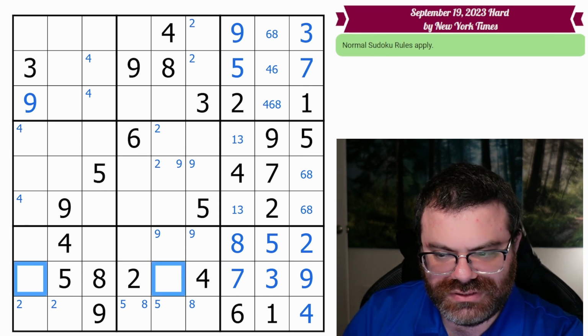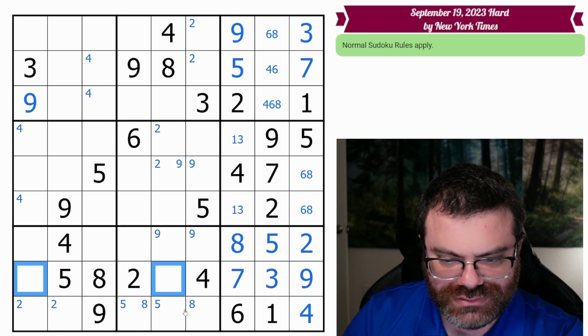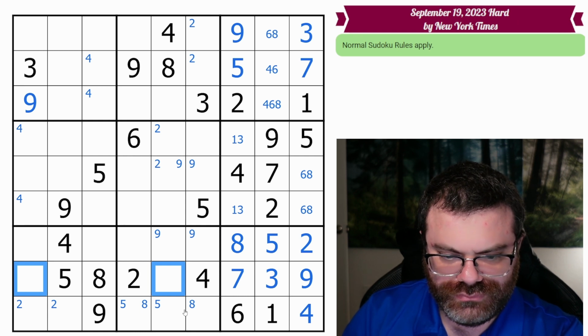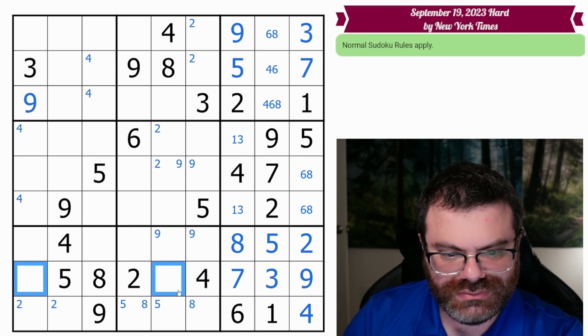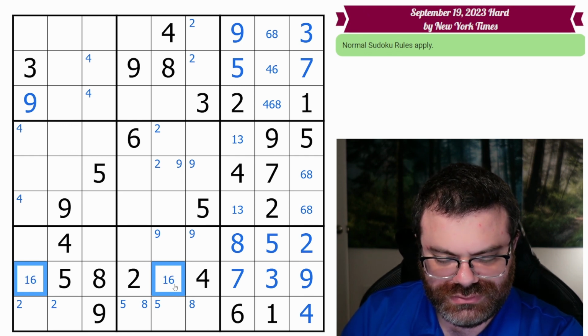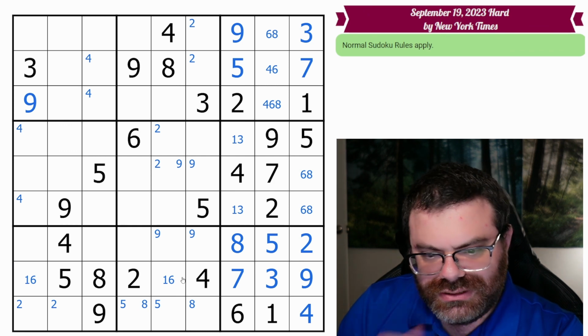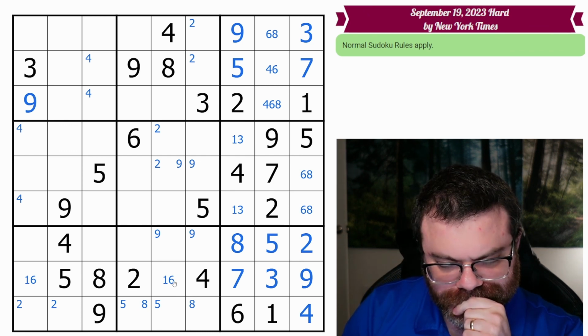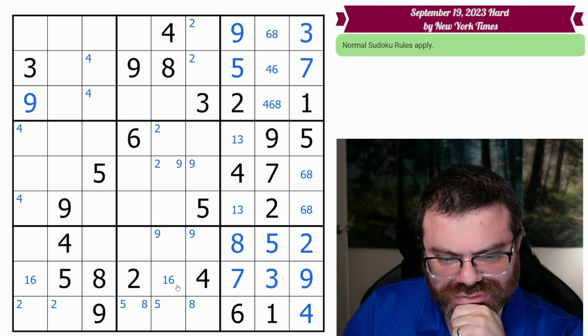This is a pair. Let's just fill that. This is 1 and... I missed it on my first scan. 1 and 6. Not resolved. Yeah, I'm not sure if there's more to mark here.